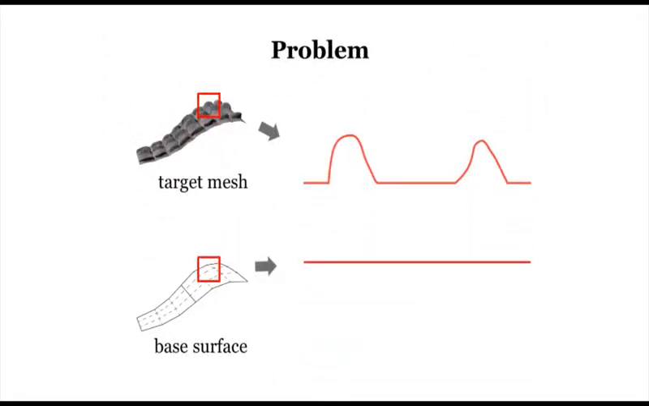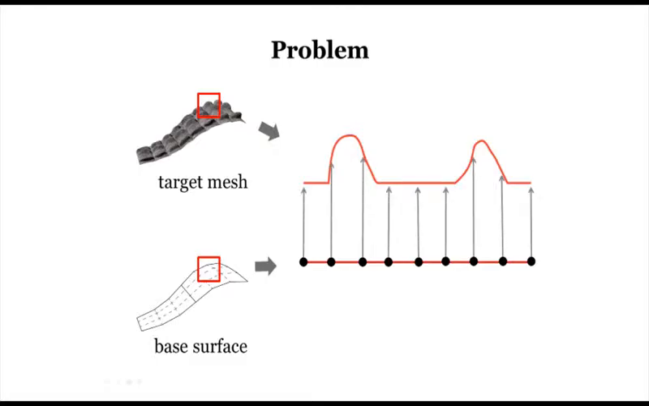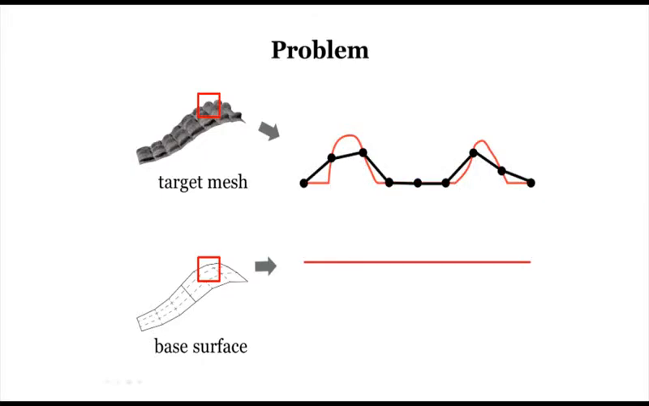When the mesh is reconstructed from the base surface, it should preserve the geometric features of the so-called target mesh as much as possible. These show the cross-sections of the target mesh and the base surface in red rectangles. In the traditional displacement mapping process, first, the base surface is tessellated. Then the vertices are uniformly displaced toward the target mesh along the surface normal directions, and a high-resolution mesh is produced. However, the resulting mesh does not correctly reconstruct the feature of the target mesh.